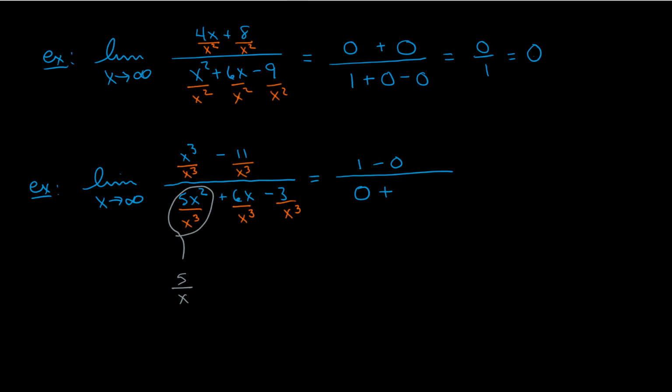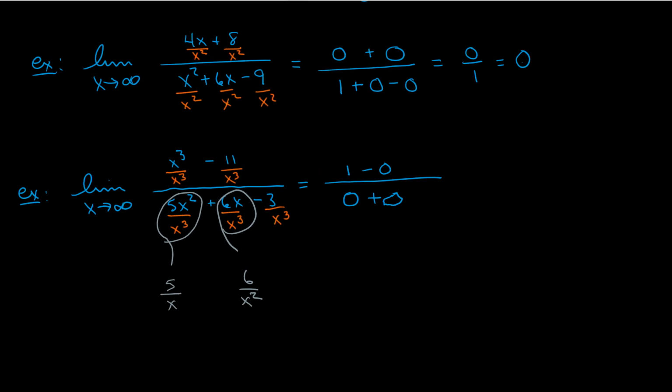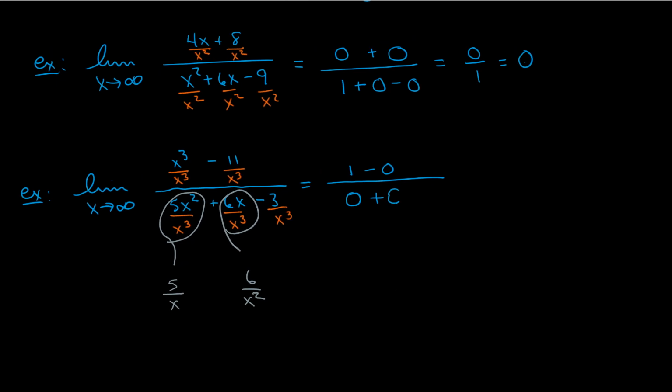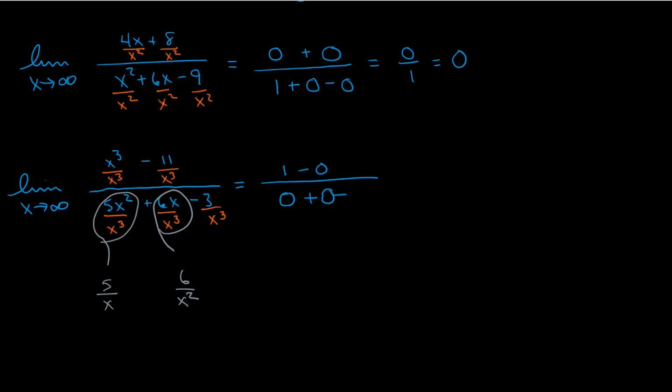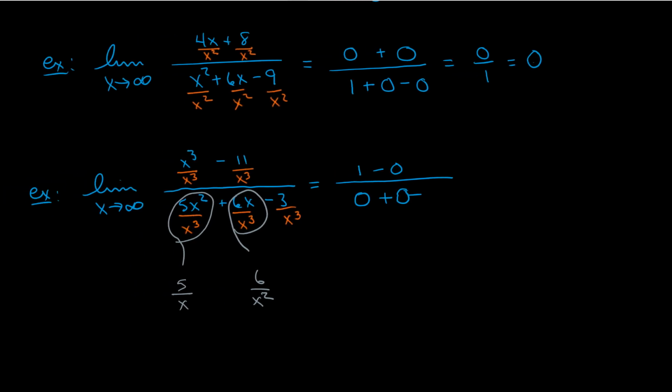Plus, the second term is going to simplify, and this is going to give us 6 over x squared. Just like the previous term, you've got a constant divided by a number that's getting huge. It's going to 0. That's kind of a funny looking 0. Minus, and then this last one, 3 over a super huge number, that's going to 0. So what we wind up with is 1 in the numerator, 0 in the denominator. This is undefined.